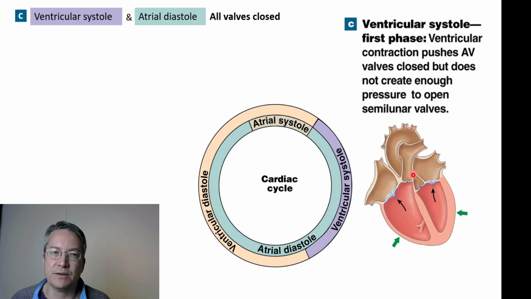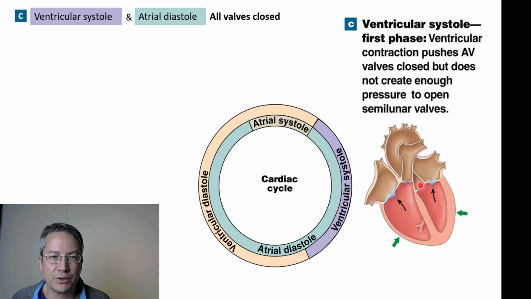In the next phase, the ventricles are still in systole and the atria are still in diastole. The ventricles are continuing to contract and the pressure in the ventricles is getting higher and higher. However, there is residual pressure in the aorta and the pulmonary trunk. This residual pressure is still higher than the pressure in the corresponding ventricle.